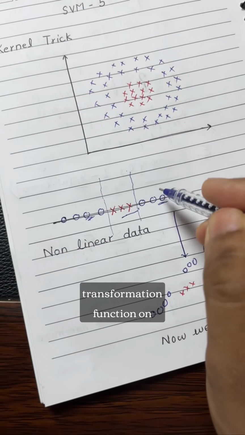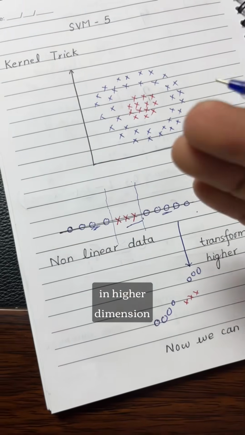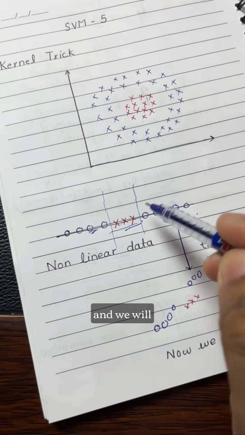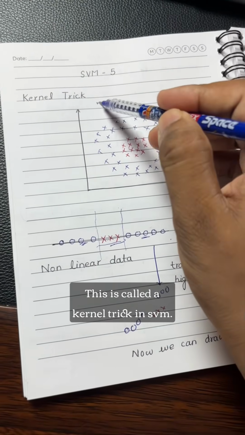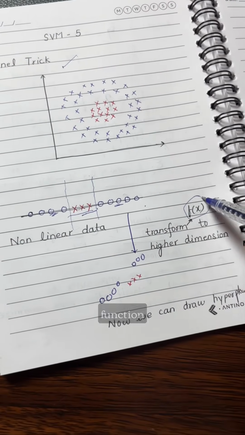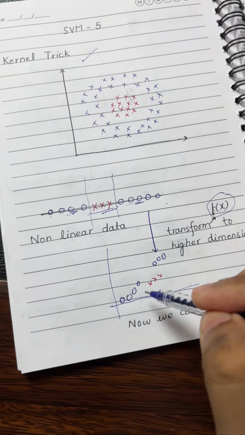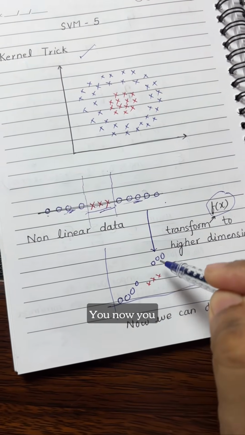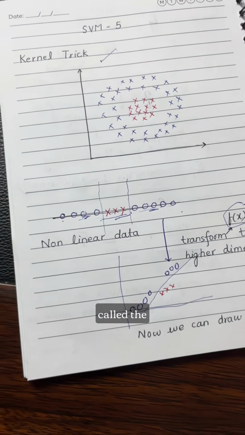We apply one transformation function on all these data points, and somehow in higher dimension these points will be separable and we will separate them using a single hyperplane. This is called a kernel trick in SVM. This transformation function which is applied to all these points, they become data points on a two-dimensional plane, and this is how they are aligned. Now you can clearly see a boundary here, and you can place a hyperplane like this. So this is called the kernel trick.